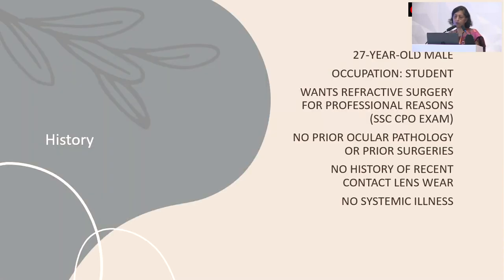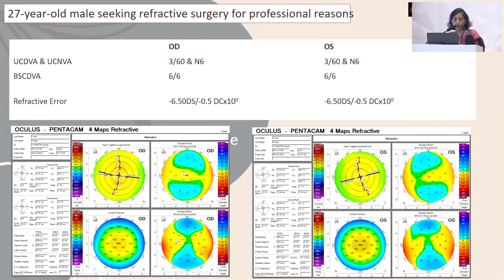This is an example of a 27-year-old patient who was a student by occupation, and he wanted refractive surgery because it was required for him to clear the medical exam for his job, which happens in many cadres of professions in India. He had no other problem, no known eye allergies, no history of contact lens wear. So these were his refractive findings.